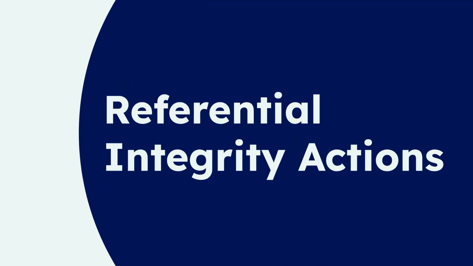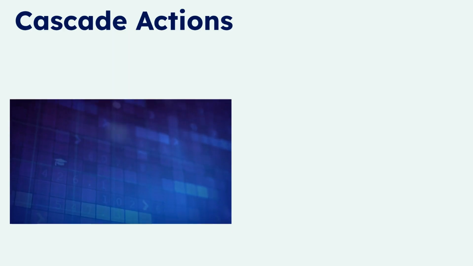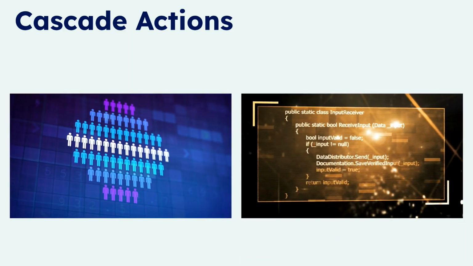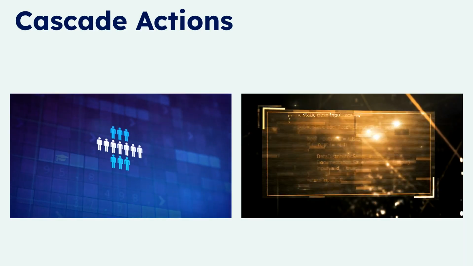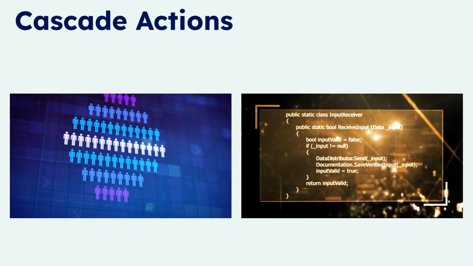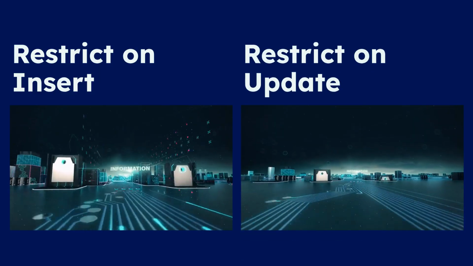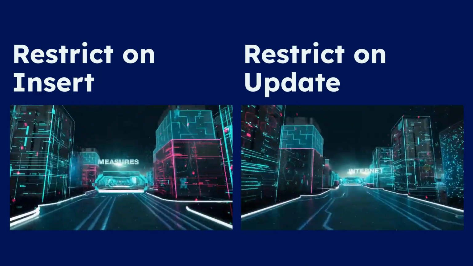Implementing weak entities also requires defining referential integrity actions to maintain data consistency. We typically set cascade actions on the primary key of the strong table for both update and delete operations. This ensures changes propagate to the weak table. Conversely, we usually restrict actions on the foreign key, restrict on foreign key insert and update, to prevent orphaned records.